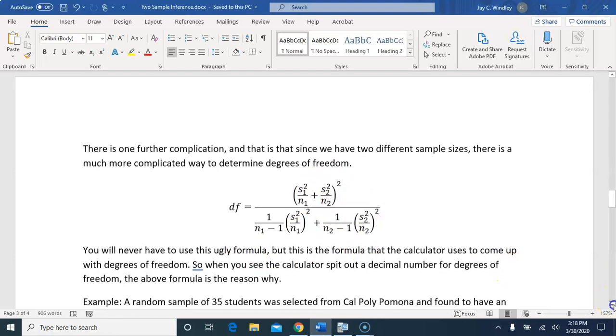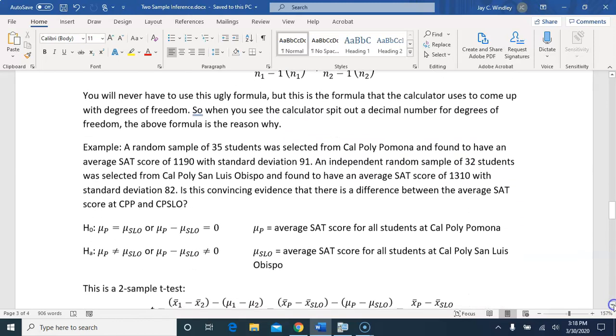So let's work an example to illustrate how these formulas get used. We have a random sample of 35 students selected from Cal Poly Pomona, and they were found to have an average SAT score of 1190 with a standard deviation of 91. So that's the mean and the standard deviation of our sample. We have a separate independent random sample of 32 students selected from Cal Poly San Luis Obispo, and they have an average SAT score of 1310 with a standard deviation of 82. Is this convincing evidence that there's a difference between the average SAT score at Cal Poly Pomona and Cal Poly San Luis Obispo?